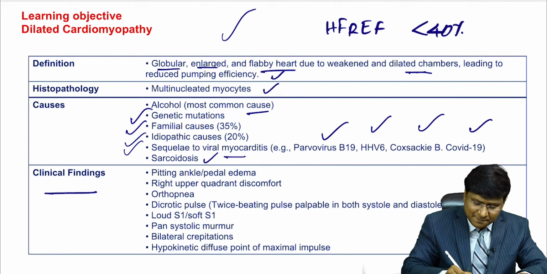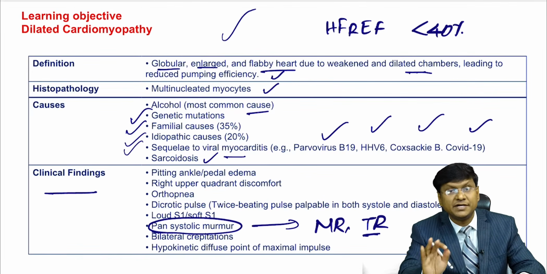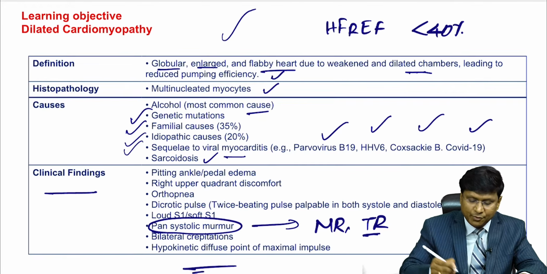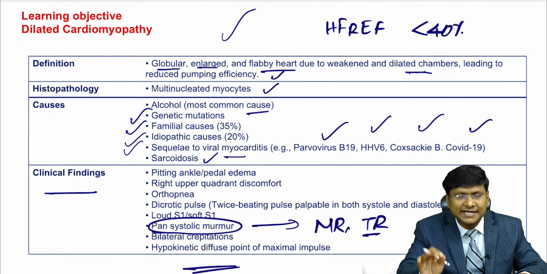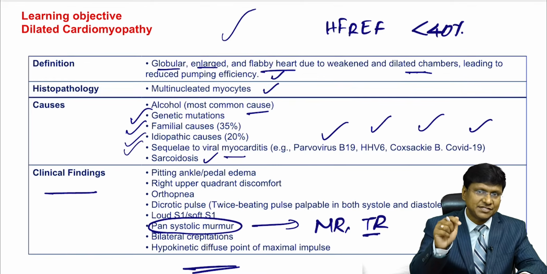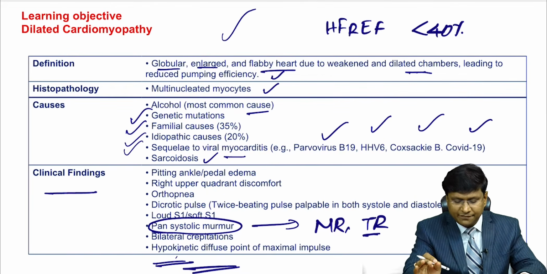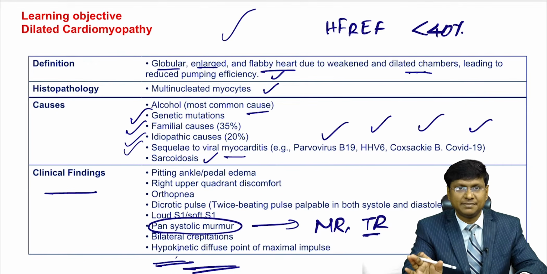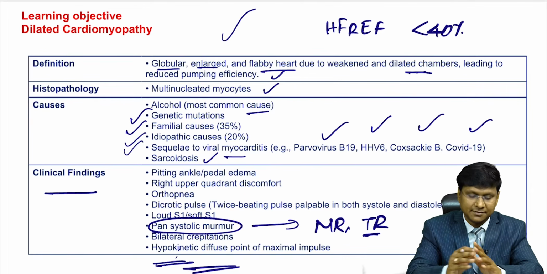And why is this pansystolic murmur? This particular pansystolic murmur, it is mainly because of the functional MR and as well as the functional TR. And the hypokinetic diffuse point of the maximal apical impulse is mainly because of dilatation of the chambers, and the LV which is dilated, it is having LV dysfunction with ejection fraction less than 40%. So that is the reason why there will be hypokinetic diffuse point of the maximal impulse. Okay, so the answer to that particular question is alcoholic cardiomyopathy.